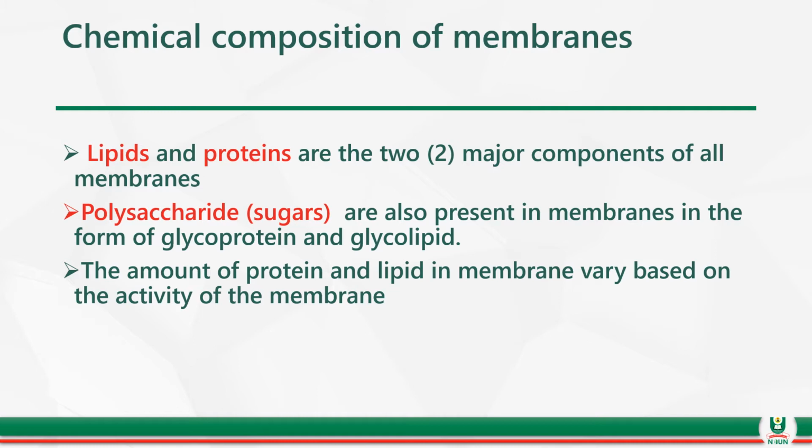Then we have other types of organelles in the body. For example, the mitochondria. The mitochondria is known as the powerhouse of the cell. A lot of enzymic activities occur in the mitochondria, and because of this, the mitochondria is made up of a lot of enzymes. Due to this, the membrane of the mitochondria is more of protein than lipids. So that's why I said that the amount of protein and lipids in membrane are based on the activity of the membrane.